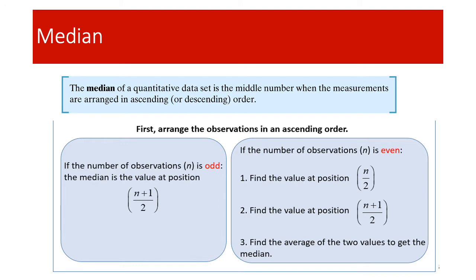However, if we have an even number of observations, we find the median following a three-step process. First, we find the value at position n divided by 2, n again being the number of observations in the data set. Second, we find the value at position (n plus 1) divided by 2. And finally, we find the average of the two values to get the median.